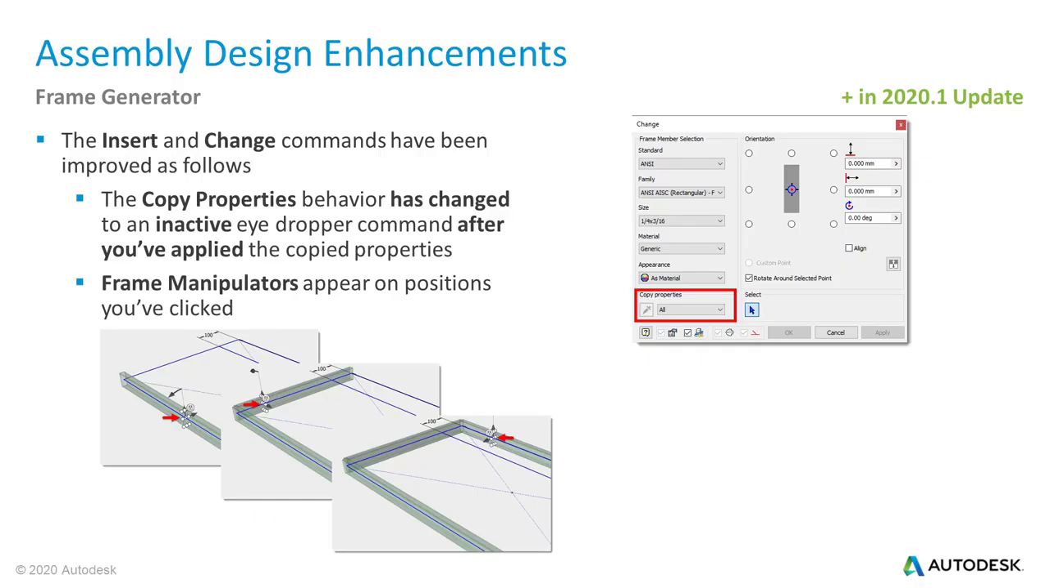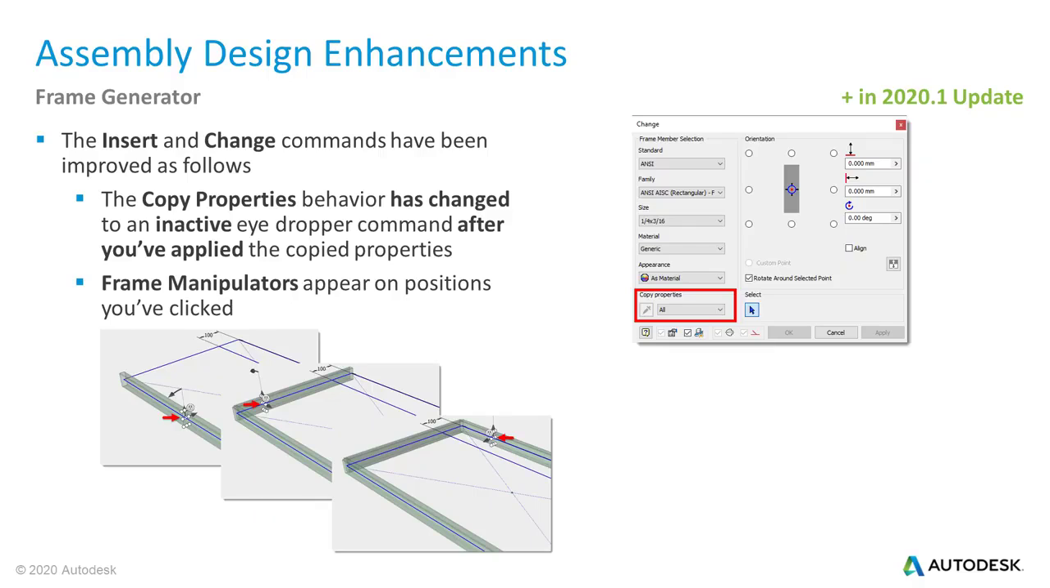Now you select the frame members you want to change, activate the eyedropper, and select the member you want to copy properties from. The copied properties are applied in the preview to the selected members, and you can continue to select new members to change. The eyedropper icon switches to inactive.